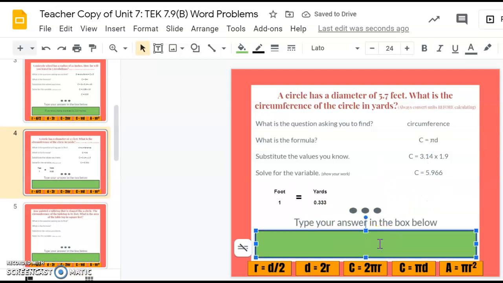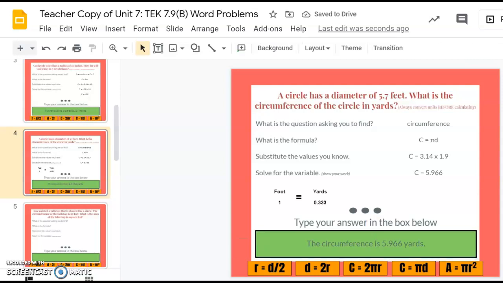So my answer down here is, nope, not diameter, sorry, we have diameter. The circumference is 5.966 yards. Right there. So there we go. It's asking for circumference. Circumference is in my answer.